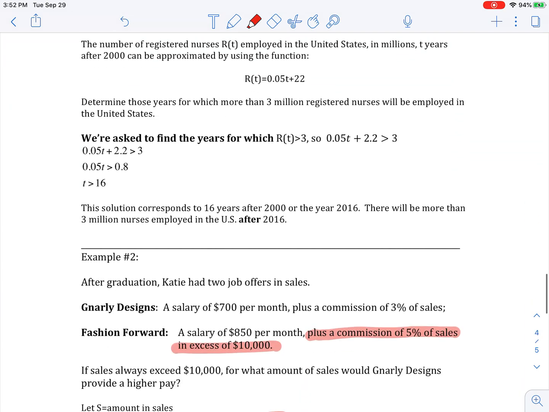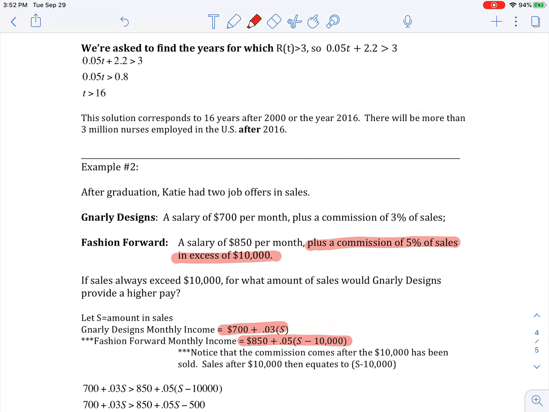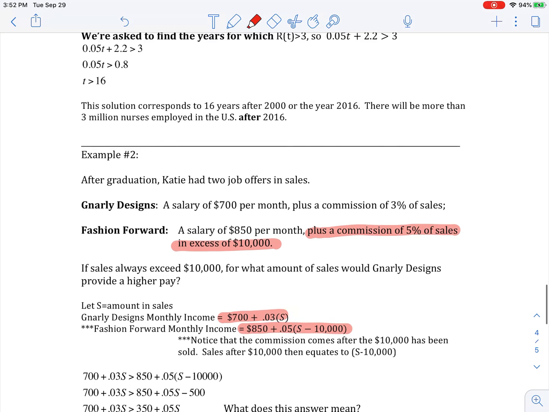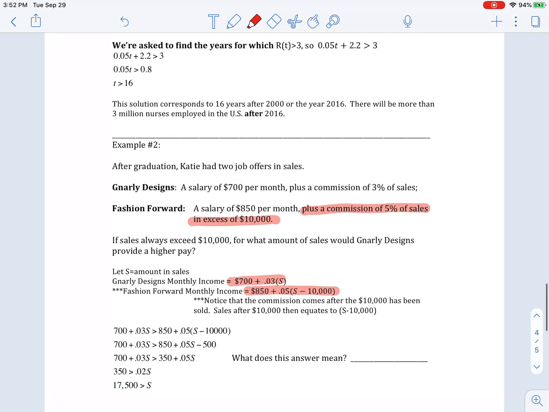Again, I'm going to urge you to read the word problems carefully and just look them over. And then if you'd like to see the rest of these notes, like what the solutions actually mean, you can check them out on Schoology under the notes key.